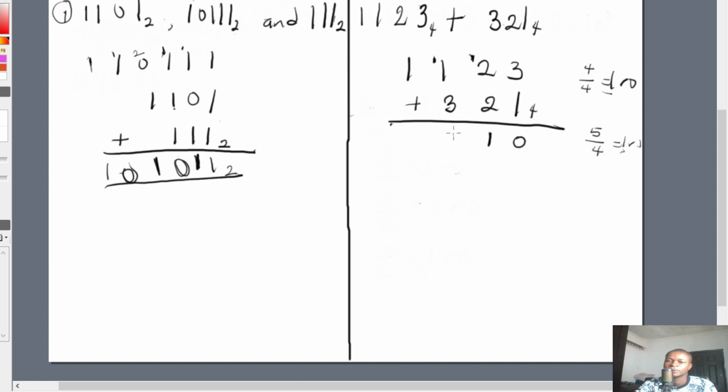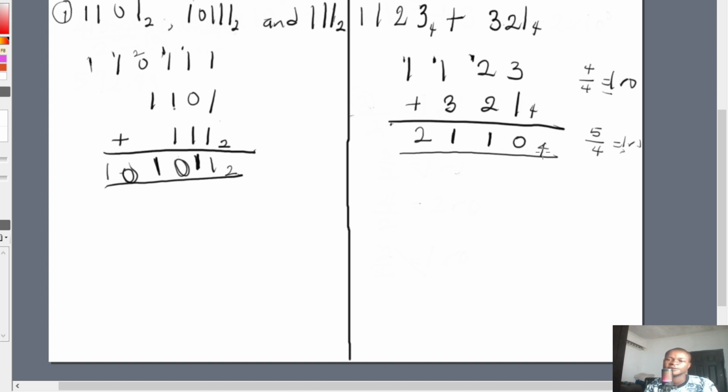So we have 1 here. We carry the 1 here. So we have 1 plus 1, which is 2. Obviously 2 is not up to the base, so we have 2 here. So we have everything in base 4. This becomes our final answer.